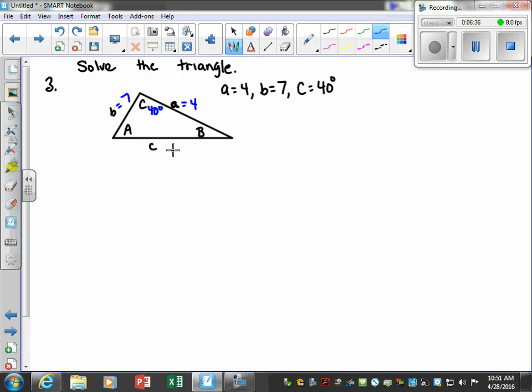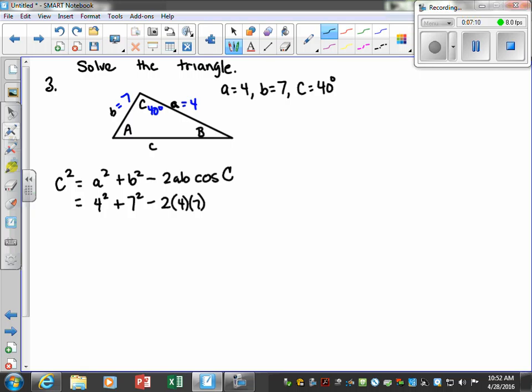Let's find side C. So using law of cosines, if you flip back to your formula page, that would be C squared is equal to A squared plus B squared minus 2AB cosine of angle C. Right? So first thing of all, determine what side you're looking for, pull the formula that's going to give you that. Let's plug in our value for A, so that's going to be 4 squared, B is 7 squared, A is 4, B is 7, times the cosine of 40 degrees. That's what C squared equals.